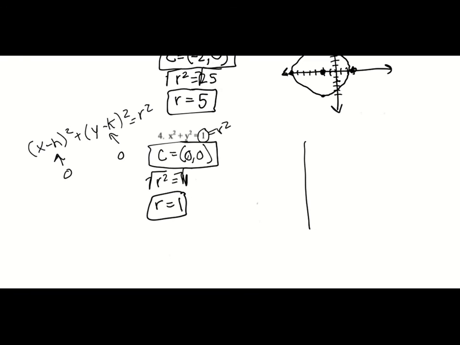So when I draw my circle here, my center, 0, 0, is going to be right in the center. That's my origin. And then if my radius is 1, going up 1, left 1, right 1, and down 1. And I can connect all my points to get my circle.